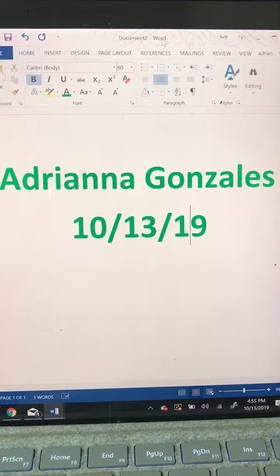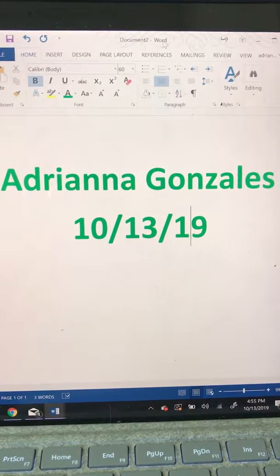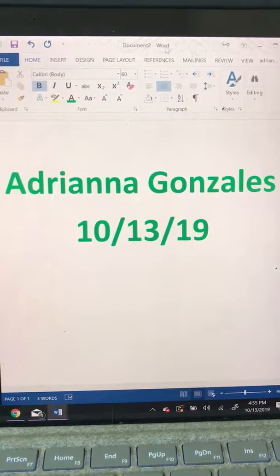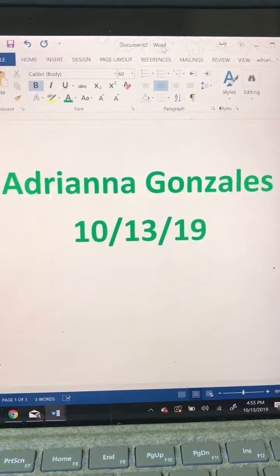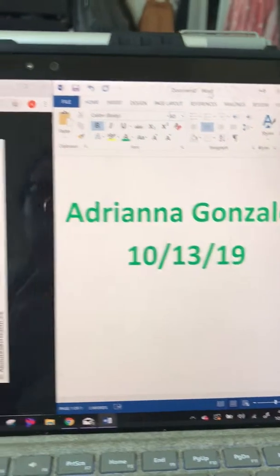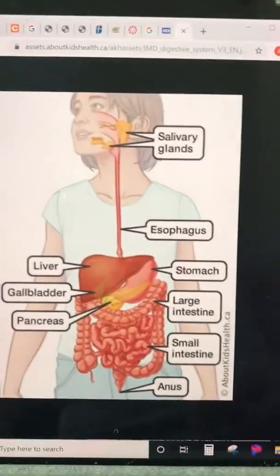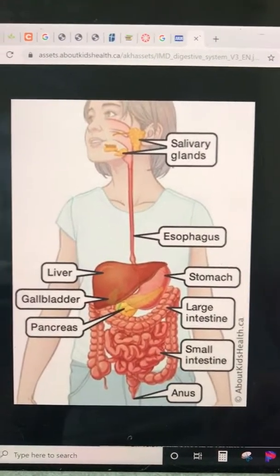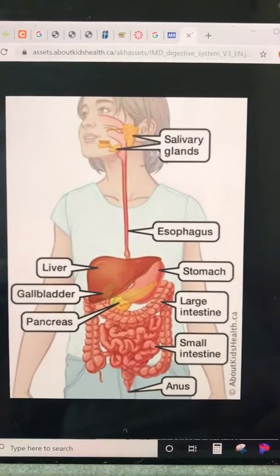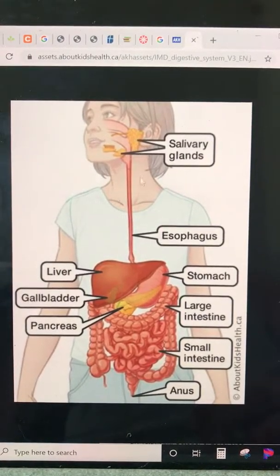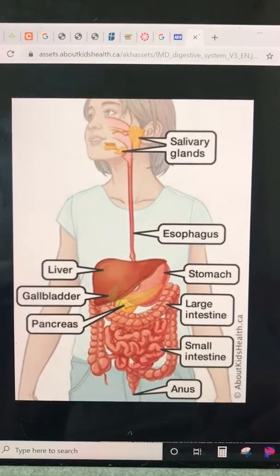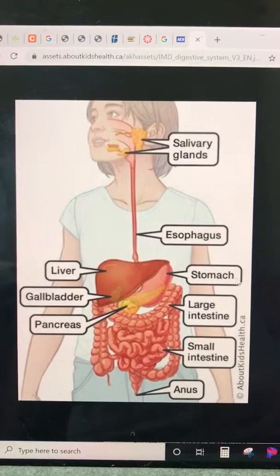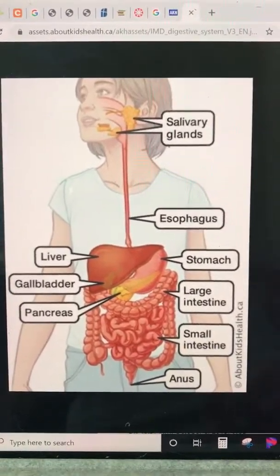Good afternoon. My name is Adriana Gonzalez, and today I'm going to be talking about the process of digestion as it would occur as if I were to eat a cheeseburger. And so I'm going to use this image here as a tool to help me describe the process of digestion as it goes through the digestive tract.